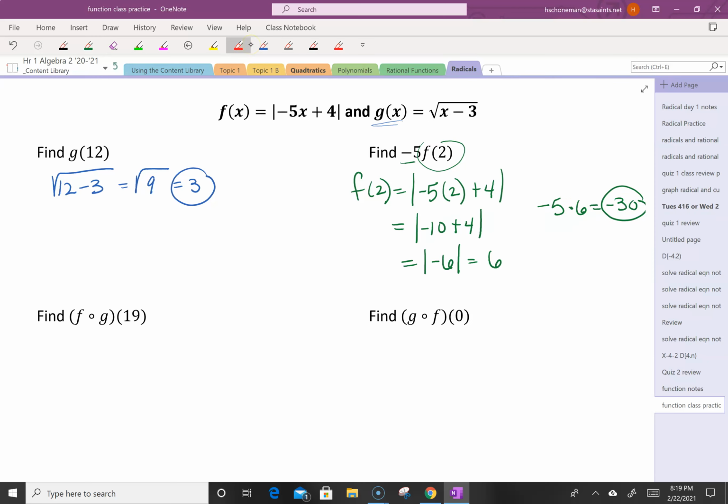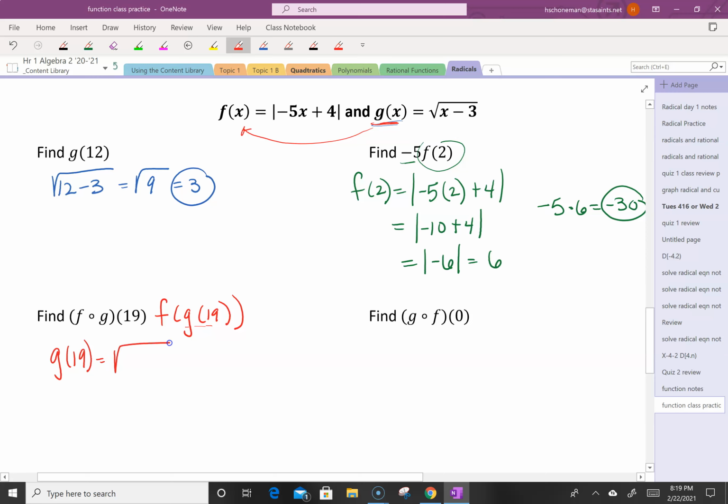Okay, we've got a composite function this time. F of g of 19. Okay, so this is f of g of 19. So we're going to work from the inside out. So I'm going to find g of 19 first, and whatever that answer is, I'm going to plug it into x. So g of 19 would be the square root of 19 minus 3. So that's the square root of 16, which is 4.